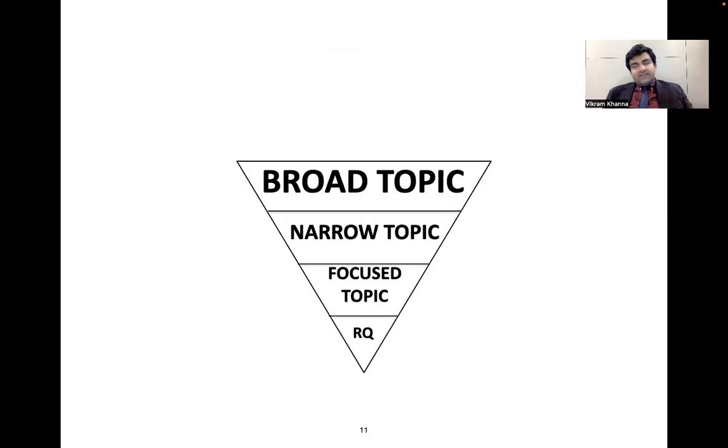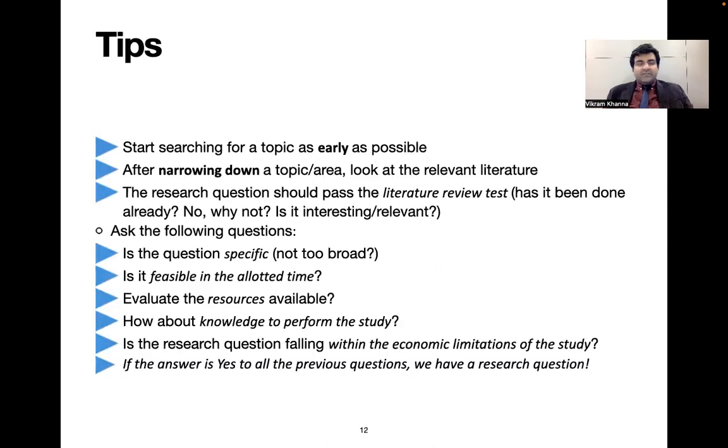So this is an inverted triangle on how you can go about it if you don't have a research question. First, think of a broad topic like management of IT fractures, then narrow it down to surgical management of IT fractures, then focus the topic on outcomes of surgical management of IT fractures using DHS, and then the research question can be whether tip apex distance significantly affects the outcome of IT fractures using DHS.